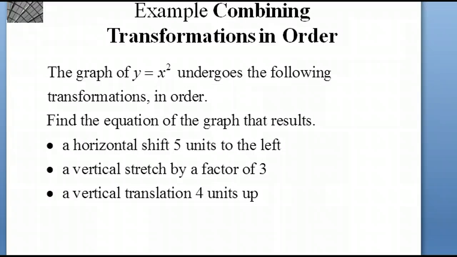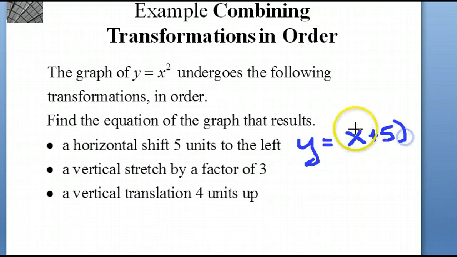Let's combine some of these transformations in order. If we take a graph of y equals x squared, and we want a horizontal shift of 5 units to the left, it's horizontal, it's on the x, so it's inside the parentheses, and it's opposite. So we go x plus 5 squared. That's 5 units to the left.